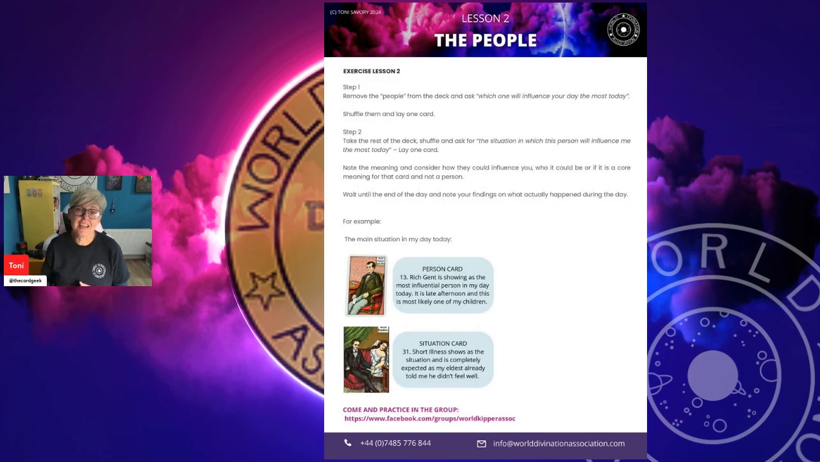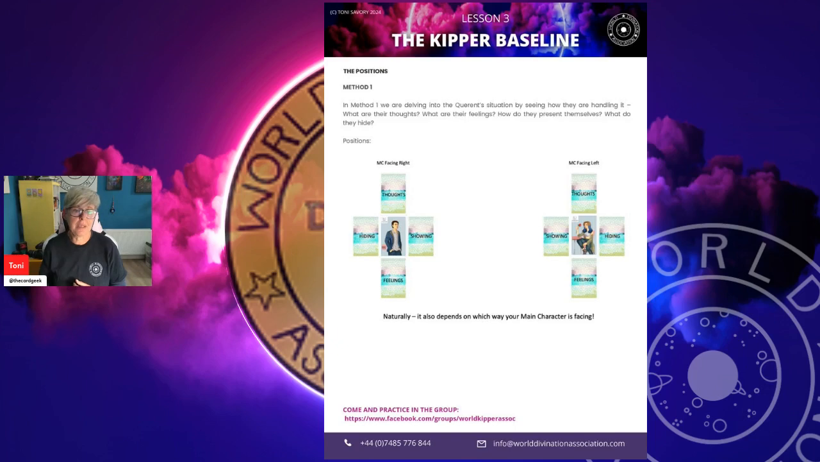So the lesson today is what we call the Kipper baseline. They are the usual placements that we use around our character cards, around the main character 1 and main character 2. I am going to put the whole overhead on and explain these more, but you have all the layouts that you need. The first spread that we're going to do looks at the thoughts, the feelings, what a querent is hiding, but also what a querent is projecting to the world.